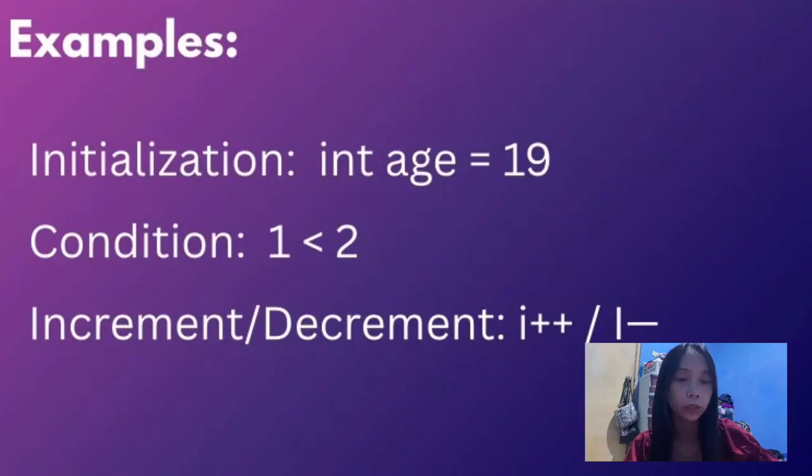Second is condition. It is that simple: it just checks a Boolean expression that is true or false. For example, 1 is less than 2, so true. Last is increment and decrement. Increment again means plus and decrement means subtract. In my example, i is the variable and I increment it. If i is 0, incrementing makes it 1. Decrement is the same but subtract. If i is 5, decrementing it makes it 4.